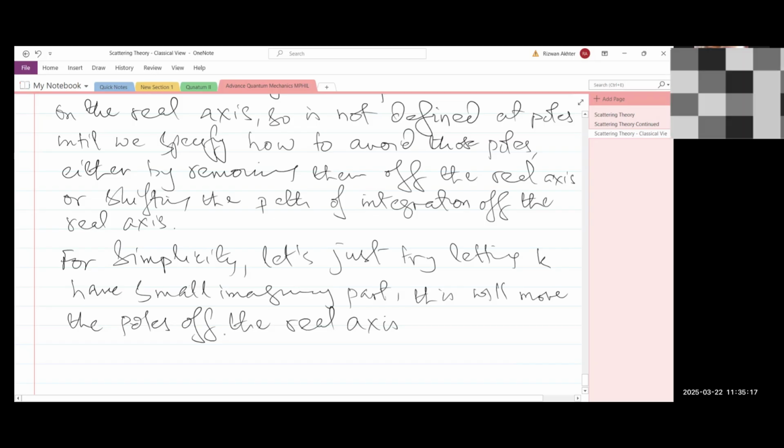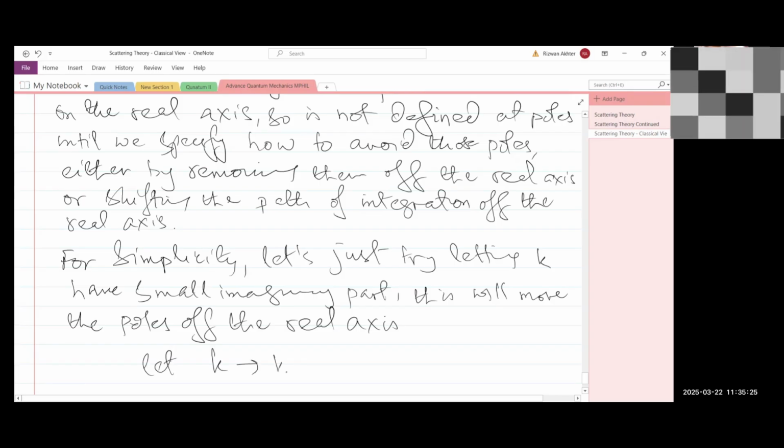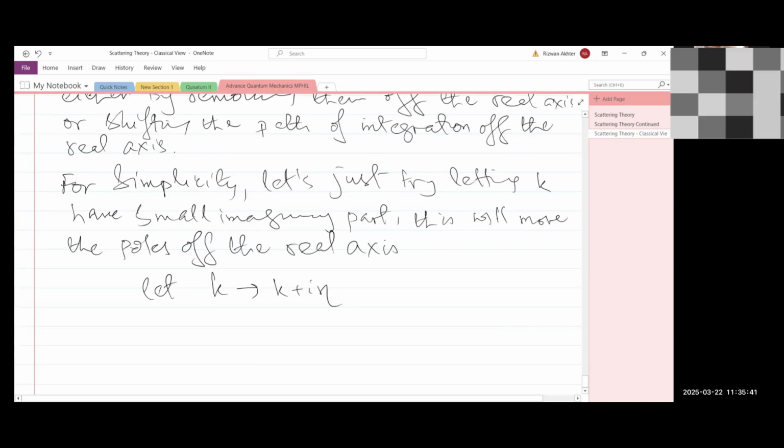सो लेट अस डिफाइन k is equals to k plus iota eta. Yeah. And what is iota eta? Eta is that small imaginary part जिसकी मदद से हम इसको नीचे या ऊपर कर रहे हैं. सो अगर हम इसको पिक्टोरियली देखना चाहें तो दिस इज, so this is some imaginary axis and this is the real axis.